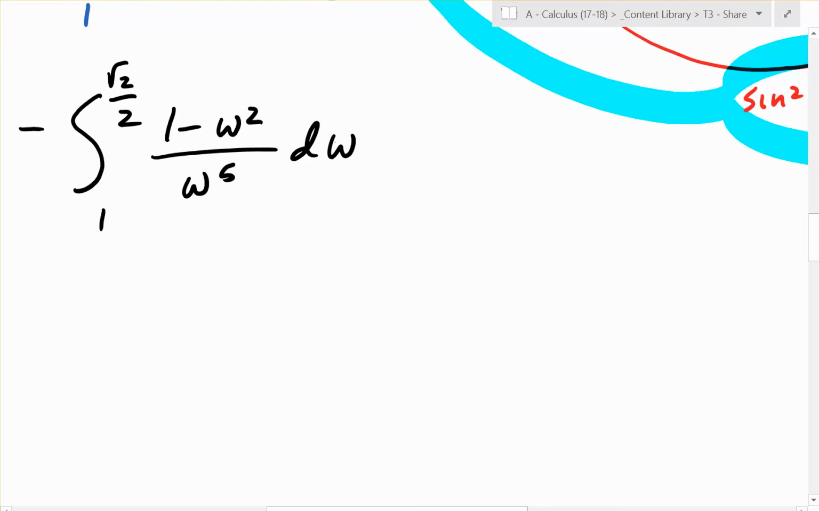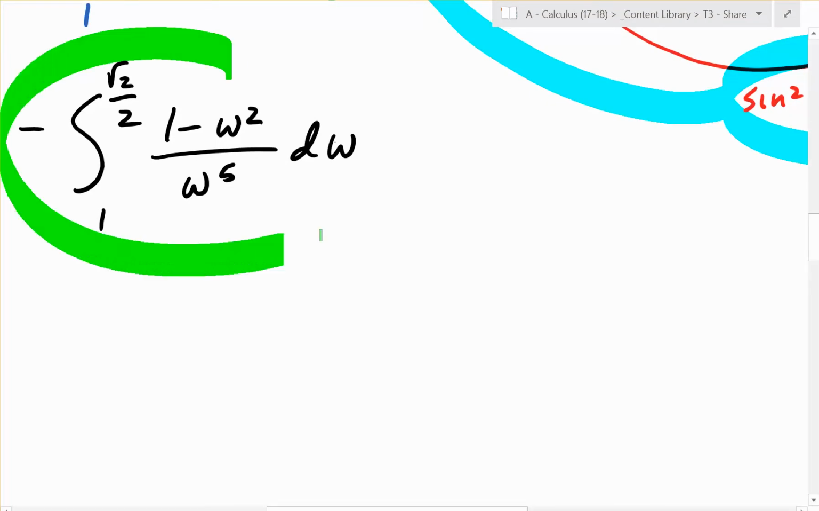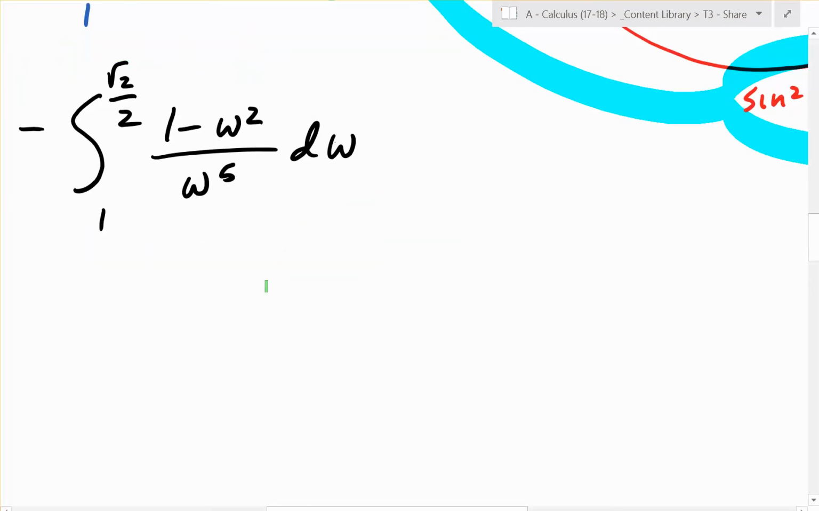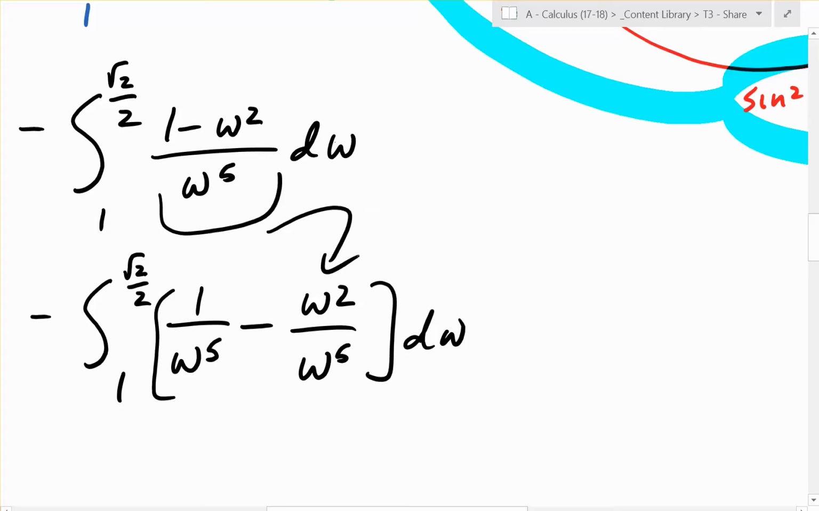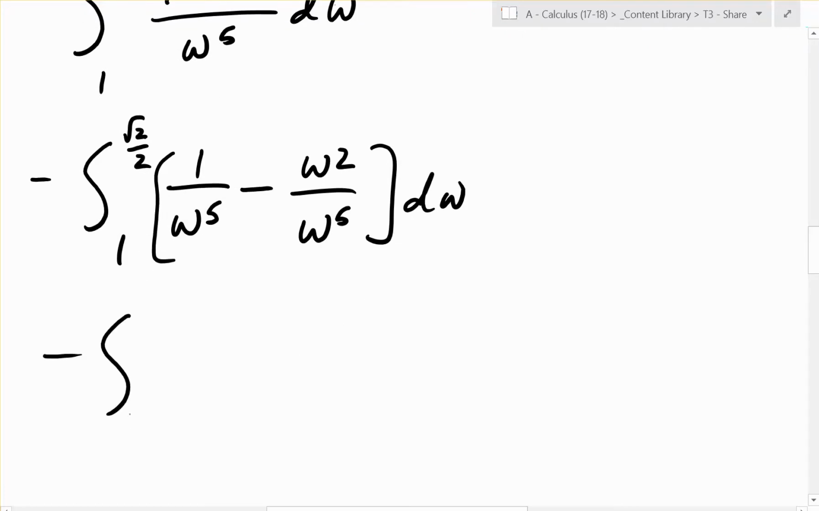It's still a little ugly, but how many variables do we have? We just have one variable, w. What can we do here? Well, we can always simplify it. So what do we have here? Negative, with root 2 over 2 on the bottom limit and 1 on top. And this is just going to be 1 over w to the fifth minus w squared over w to the fifth. All I'm doing is breaking it apart into two fractions. So let's simplify. What does that become? Integral from root 2 over 2 to 1. This is w to the negative 5. And what does this become?